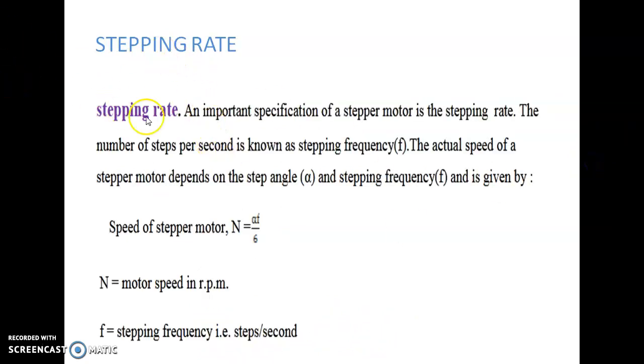Now, stepping rate. An important specification of a stepper motor is the stepping rate. The number of steps per second is known as stepping frequency f, and the actual speed of a stepper motor depends on step angle alpha and stepping frequency f, and is given by speed of the stepper motor N equals alpha into f by 6, where N is motor speed in RPM and f is the stepping frequency, that is, steps per second.